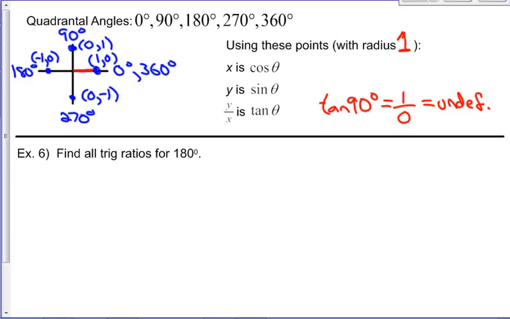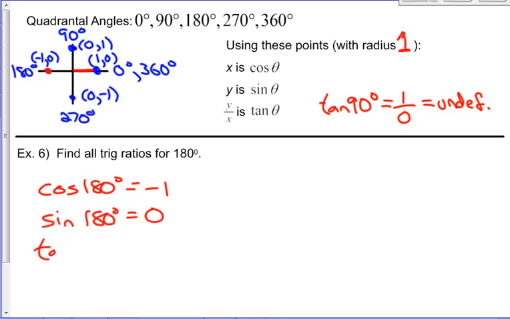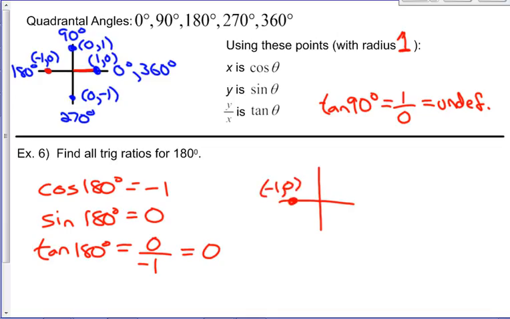Find all trig ratios for 180. Okay, so let's start with cosine. It's just the x value of this nice little point. The sine of 180 is the y value of that little point. And then the tangent of 180 would be the y value divided by the x value, or 0. Okay, we're basically using this little point. Any point that shows 180 is going to work, but it's easiest with a radius of 1.